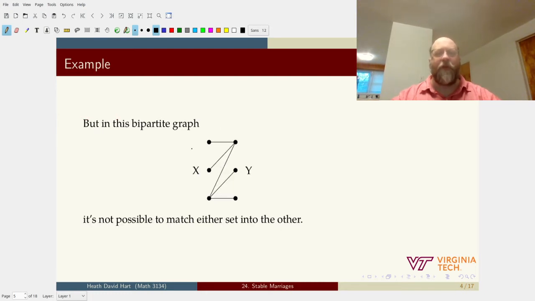But here's a bipartite graph where I have enough vertices to go in both directions, but I can't match X into Y because this vertex will only match to the top one, and this vertex will only match to the top one. And so I can't satisfy both of these two vertices. And in the same way, this vertex will only match downwards, and so will this vertex. And so there's no way to satisfy both of these vertices. And so I can't match X into Y, and I can't match Y into X, even though they have the same number of vertices.